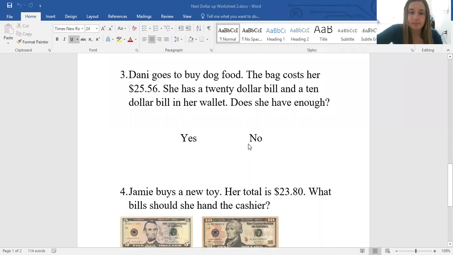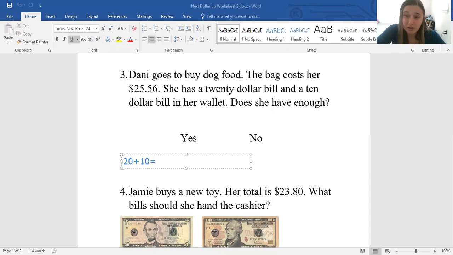So Danny goes to buy dog food. The bag costs her $25.56. She has a $20 bill and a $10 bill in her wallet. Does she have enough? What I'm going to do is add up the money that I have in my wallet because I need to know how much the total is, even if I already know what bills I have. So 20 plus 10.